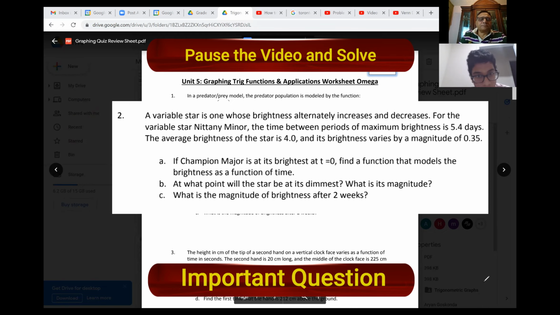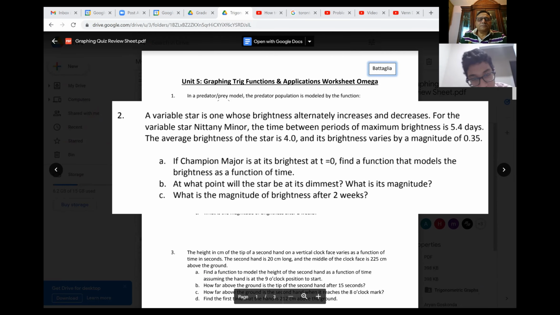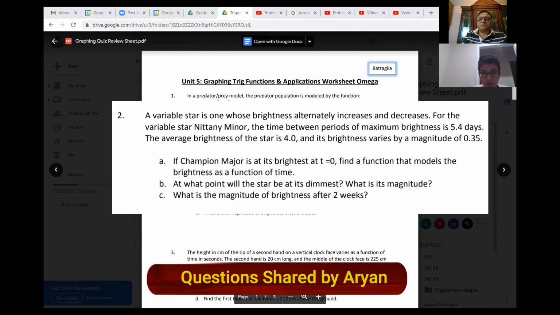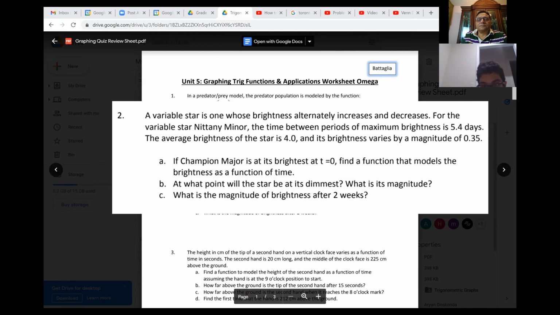A variable star is one whose brightness alternately increases and decreases. For the variable star Nini Minor, the time between periods of maximum brightness is 5.4 days. The average brightness of the star is 4.0, and its brightness varies by a magnitude of 0.35. If the star is at its brightest at t equal to 0, find a function that models the brightness as a function of time. At what point will the star be at its dimmest, and what is its magnitude? And what is the magnitude of brightness after 2 weeks?